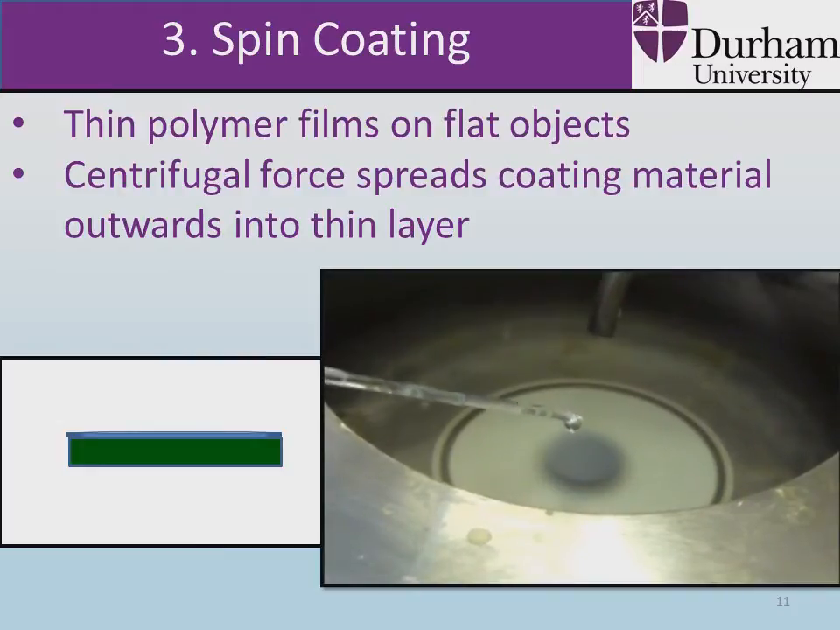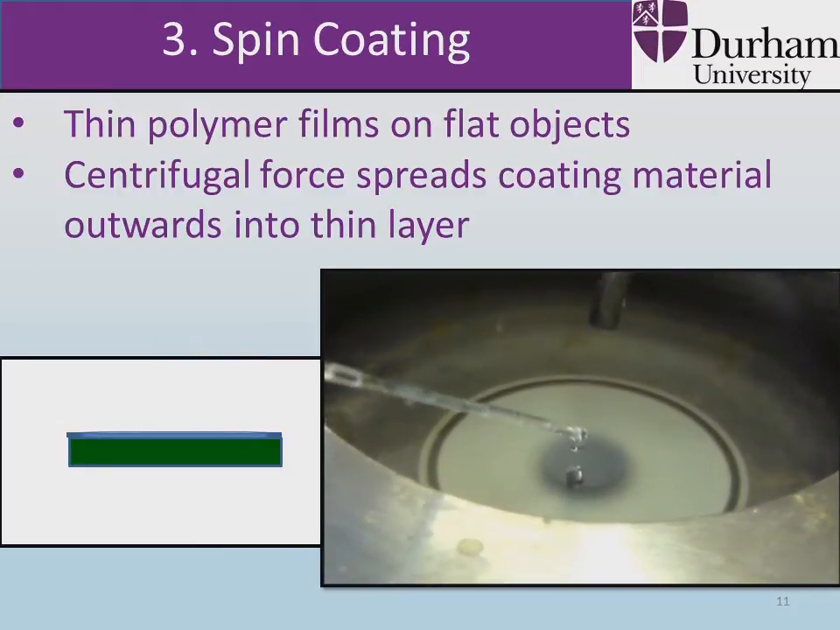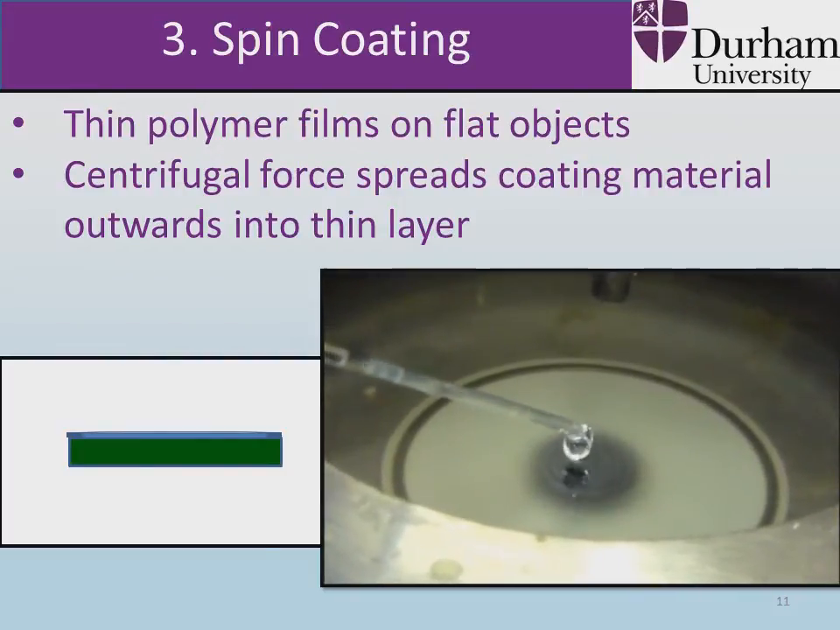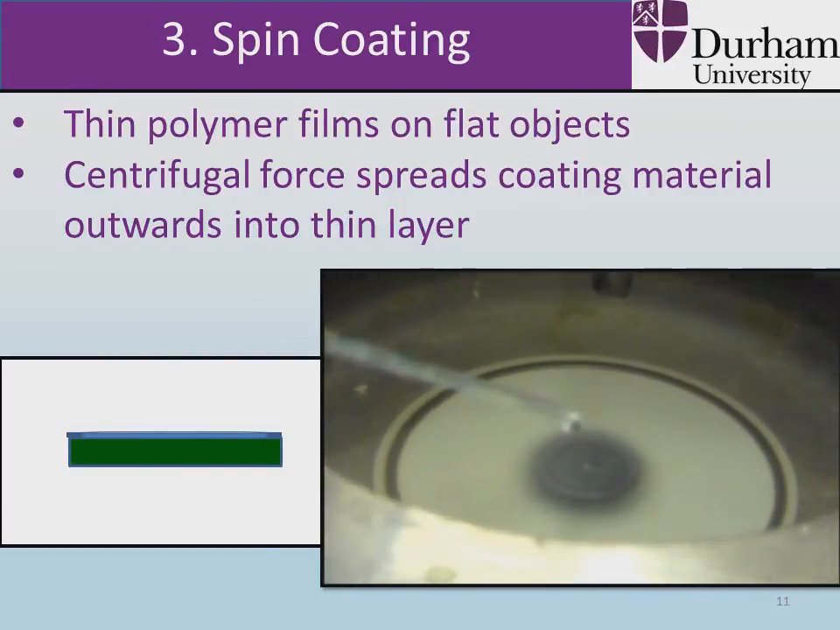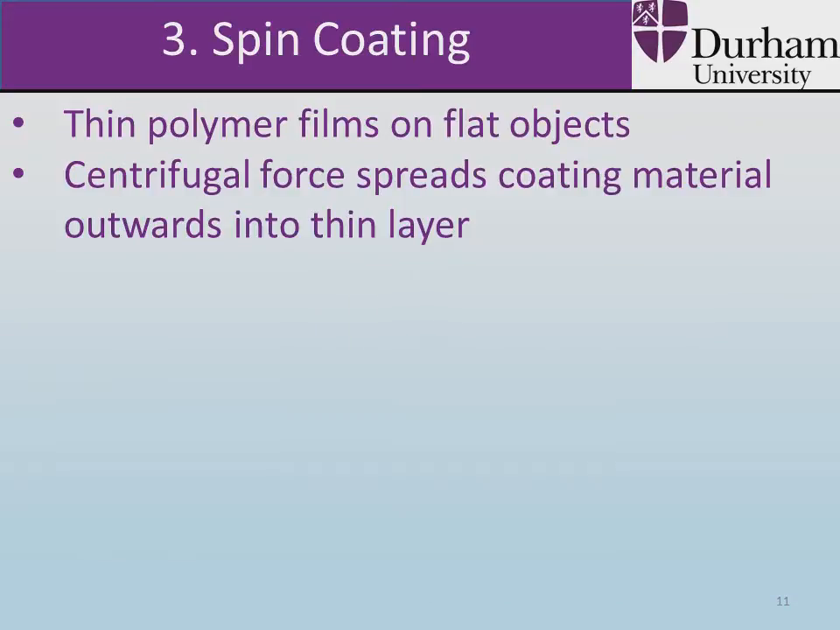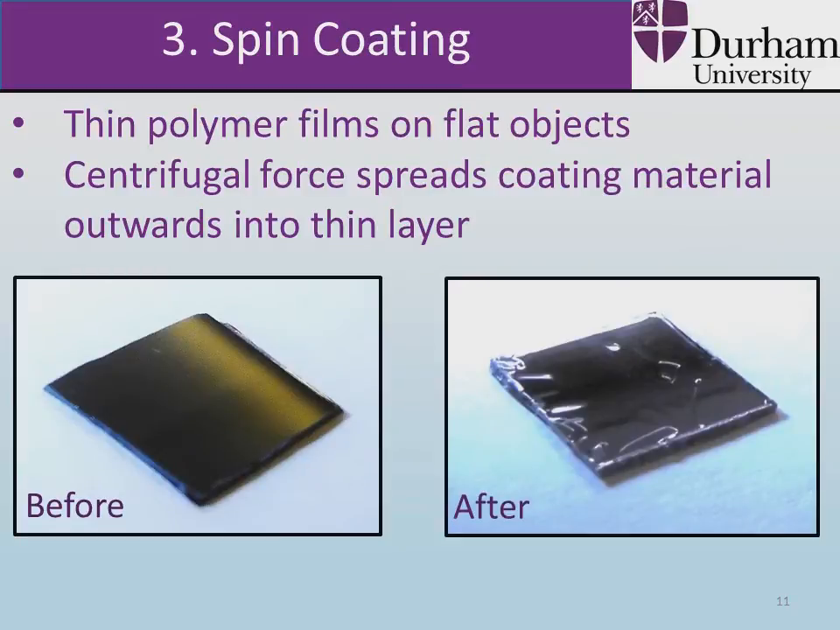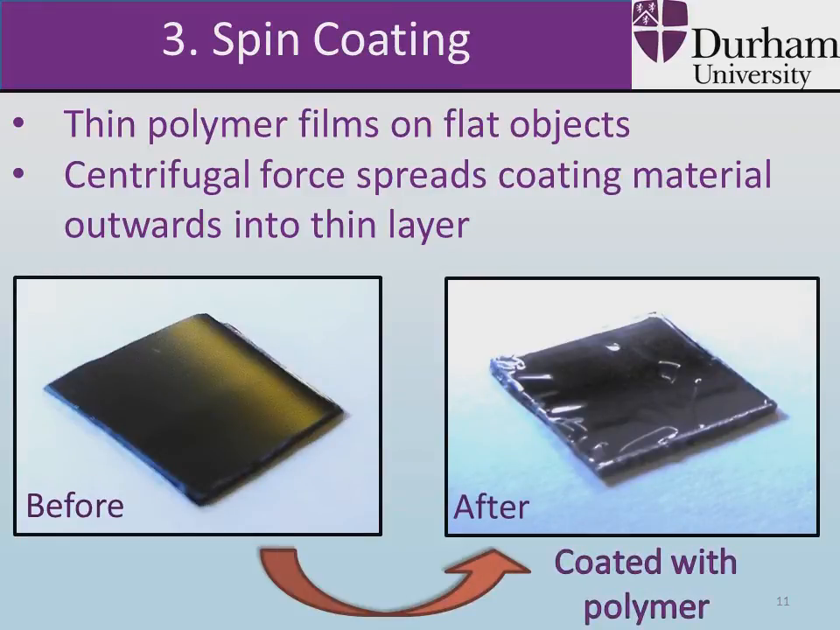The thickness of the material can be varied according to how fast the plate is spinning. Here, a silicon wafer has been coated with polybutadiene, which was dissolved in a toluene solvent. A slight change in appearance of the silicon is noticed upon treatment.